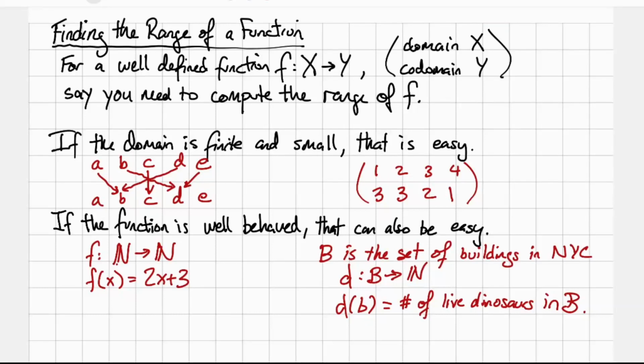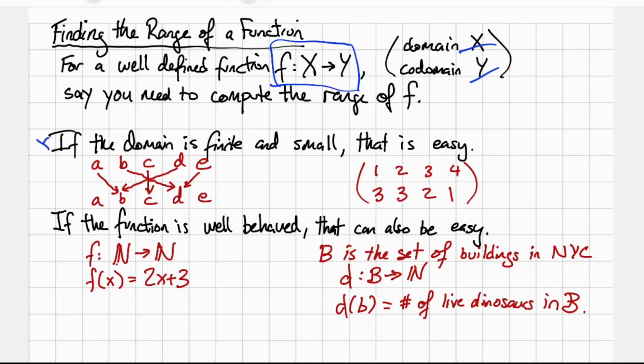In the previous video, we talked about finding the domain and the codomain of a function. Now let's talk about finding the range of a function. Let's say you're given a well-defined function, f, from x to y. The domain of the function is x, the codomain of that function is y. And suppose you need to compute the range of f.